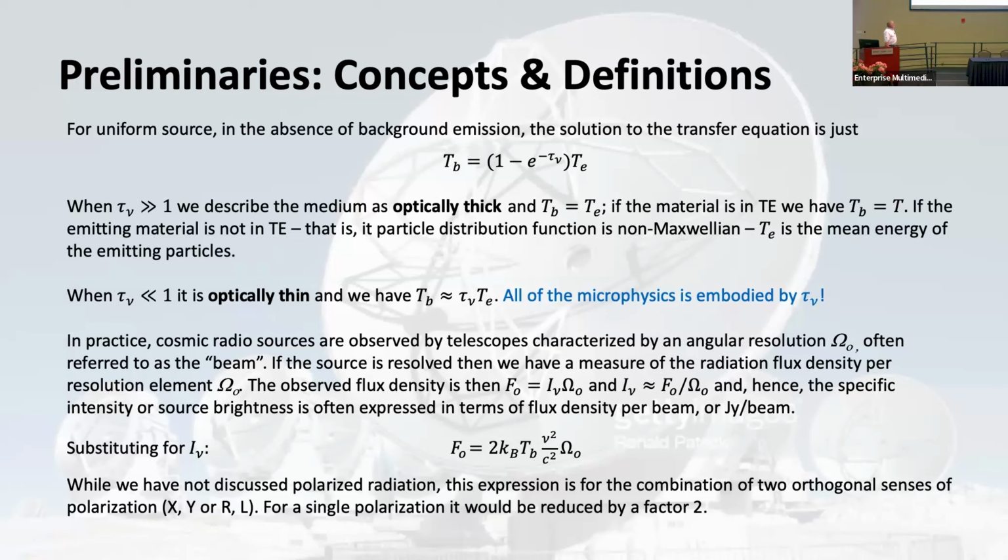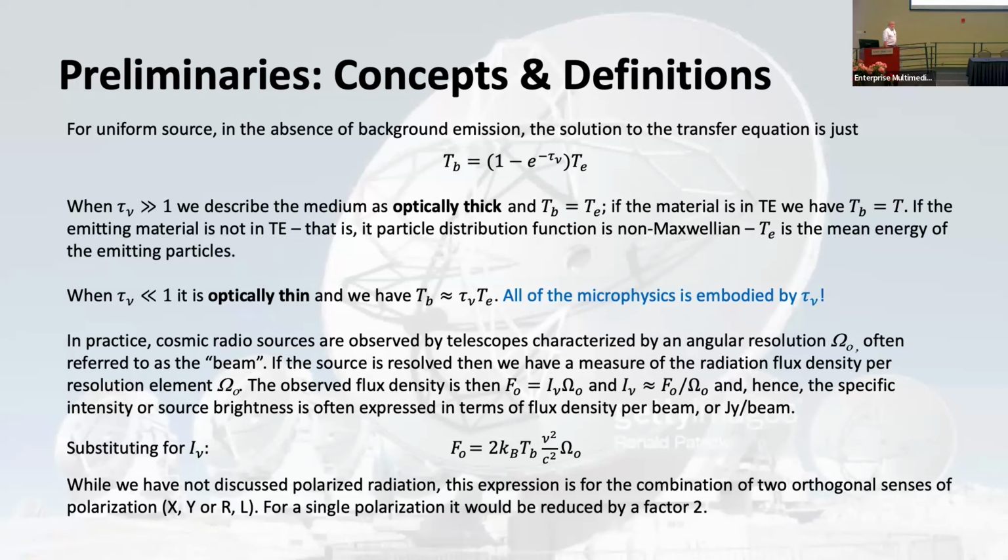If it's optically thin, tau much less than unity, then brightness temperature is roughly the optical depth times the effective temperature. And all the microphysics is embodied in that tau, or the absorption coefficient. But it allows you to sort of sweep unpleasant details under the rug.